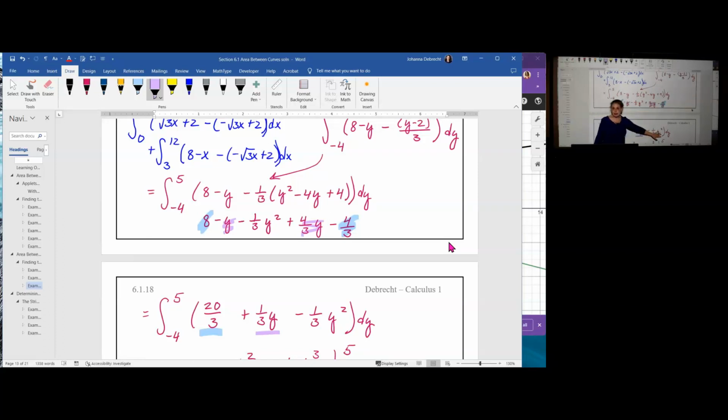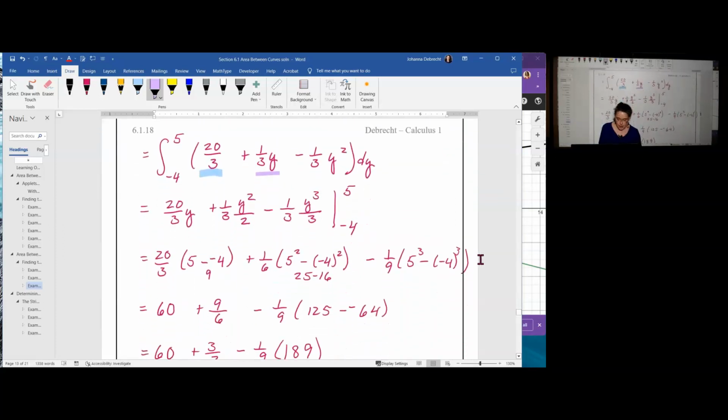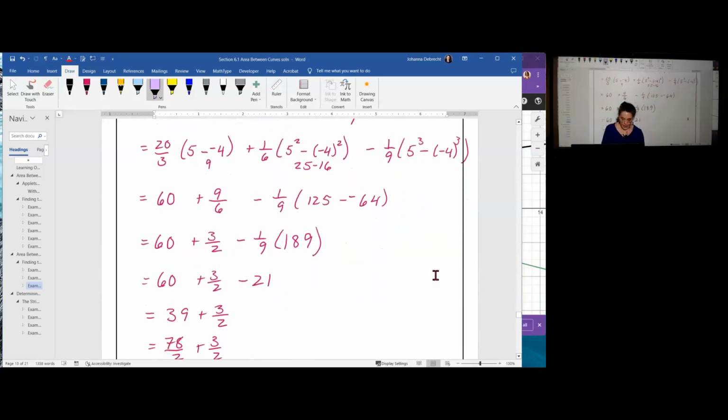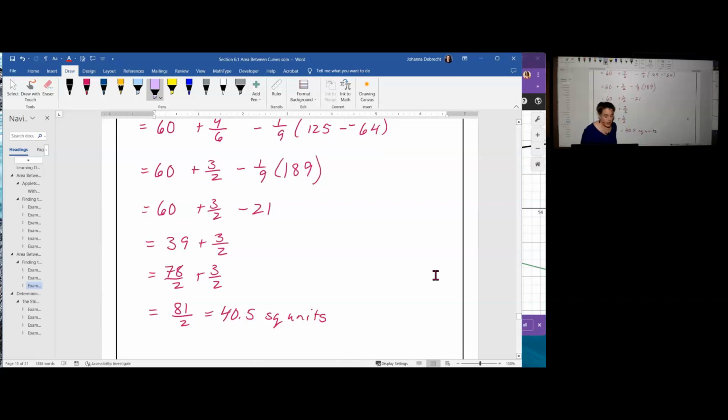Once I had a simplified integrand, I chose to go ahead and apply the power rule for integrals. After applying the power rule, I substituted the upper limit of integration minus the lower limit of integration, simplifying as I could at each step. When I finally worked this out, it gave me 60 plus 3/2 minus 21. And this became 39 plus 3/2, which becomes 81/2 or 40.5 square units.